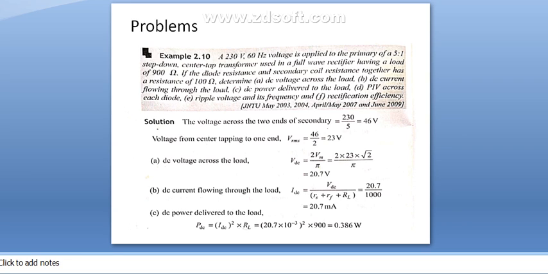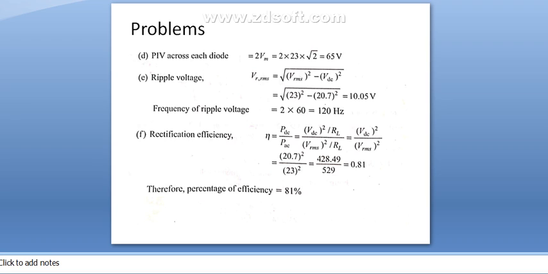Here we have calculated the DC voltage across the load VDC, the DC current flowing through the load IDC, and the DC power delivered to the load PDC, and peak inverse voltage across each diode, the ripple voltage, and the rectification efficiency.